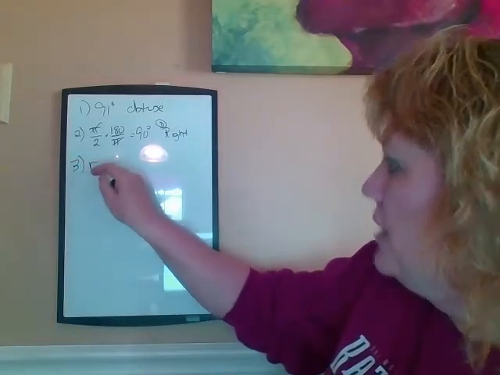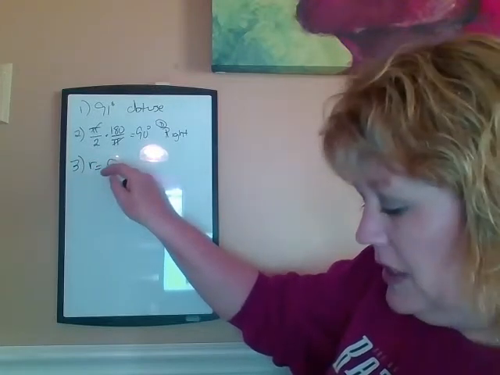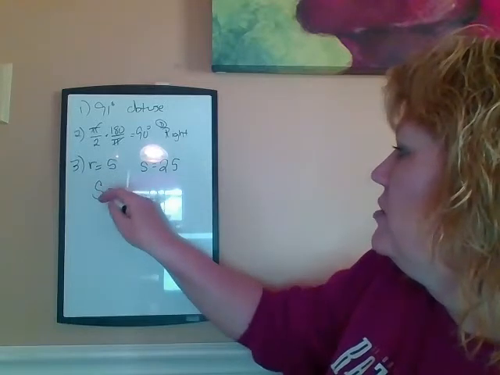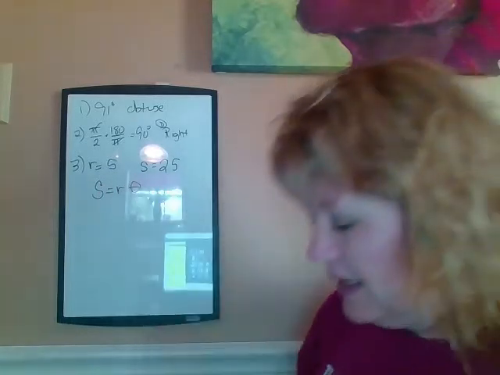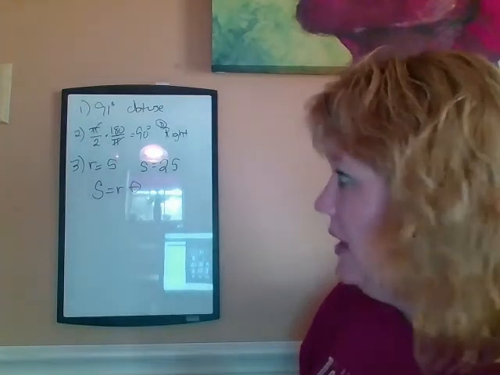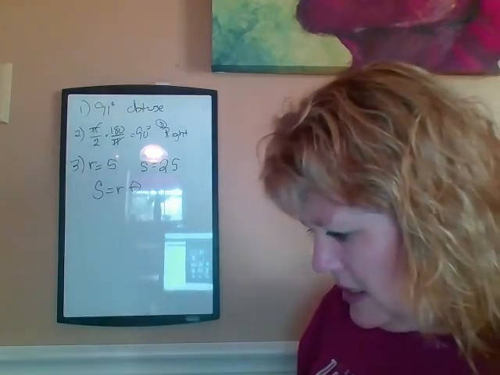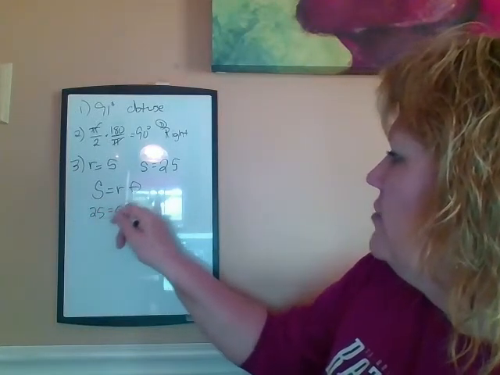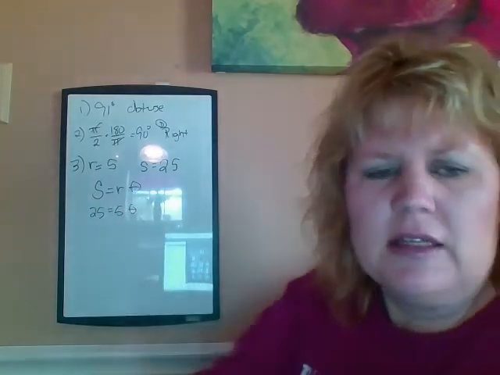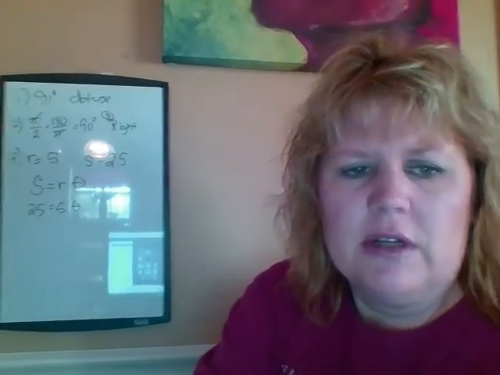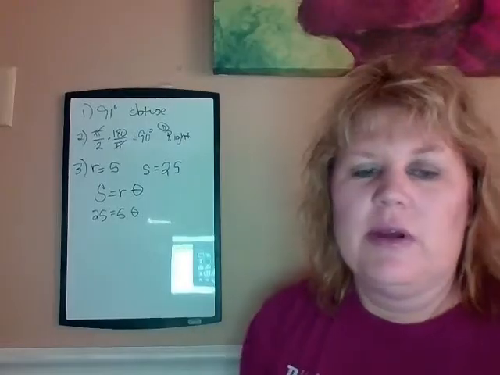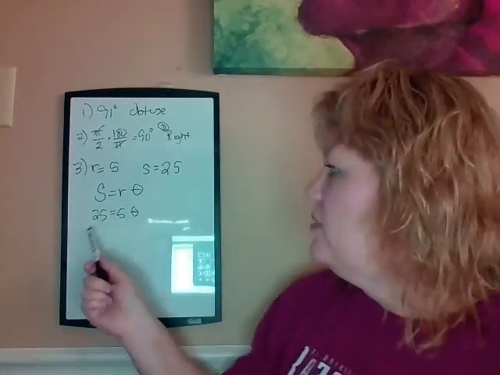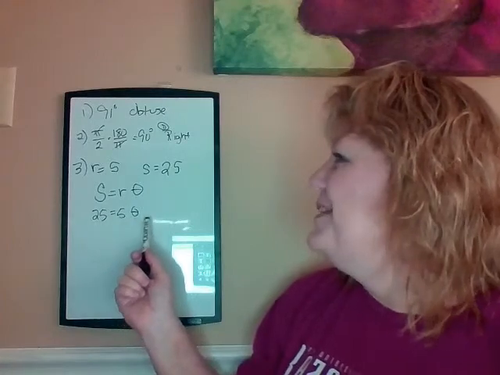The next one says find the radian measure for a central angle, and that tells me that R is 5 inches and S is 25 inches, and they want us to use the formula S equals R theta. So I'm going to plug in, and S is 25, R is 5, and to find theta, I'm working on getting some of these reflections out of here. So we have 25 equals 5 times theta.